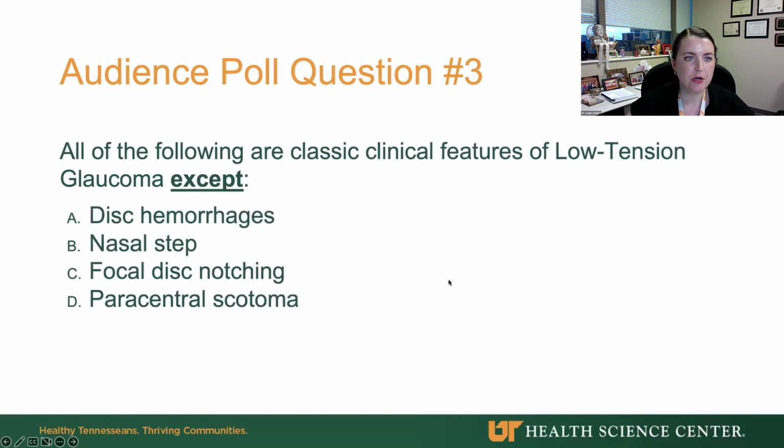Next question: all of the following are classic clinical features of low tension glaucoma, except A, disc hemorrhages, B, nasal step, C, focal disc notching, or D, paracentral scotoma. All right, pretty good mix of responses.